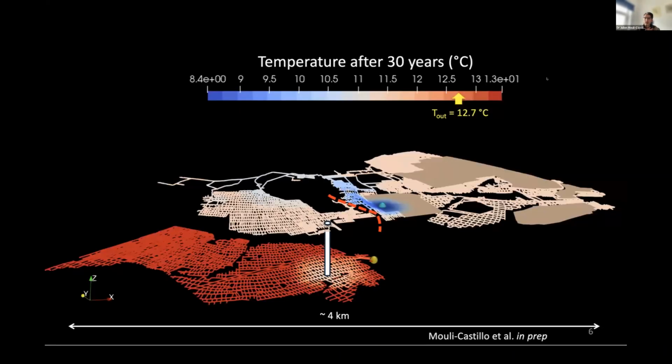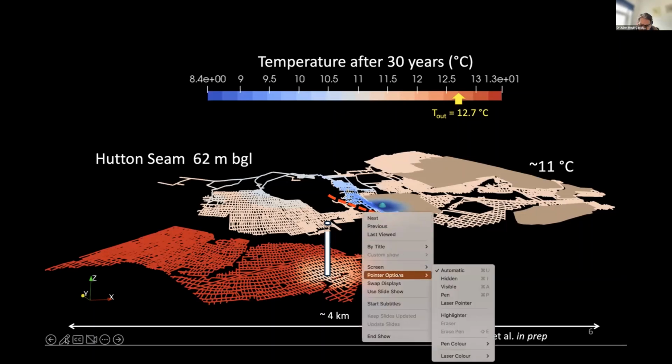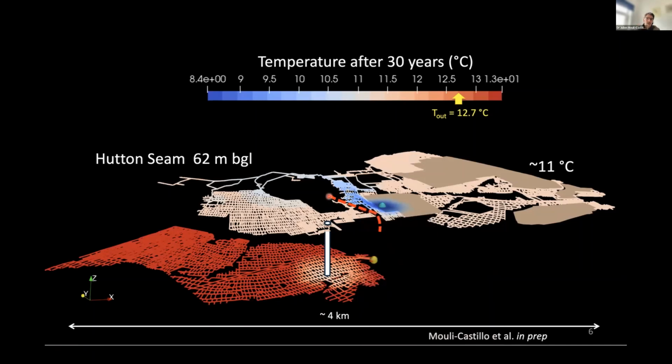And this is what the model output looks like in ParaView. So we have a shallow hot seam around 60 meters below the surface, and it's at 11 degrees. You can see, I don't know if I can, pointers, laser pointer, yeah. The dashed red line here indicates that, according to the mine plans at least, there is no connection either side of this red line in the mine workings.